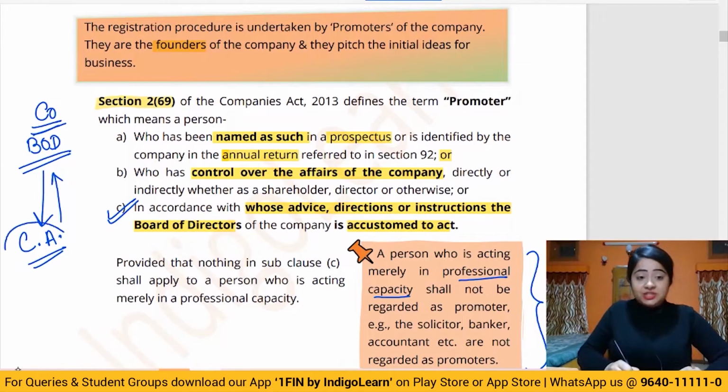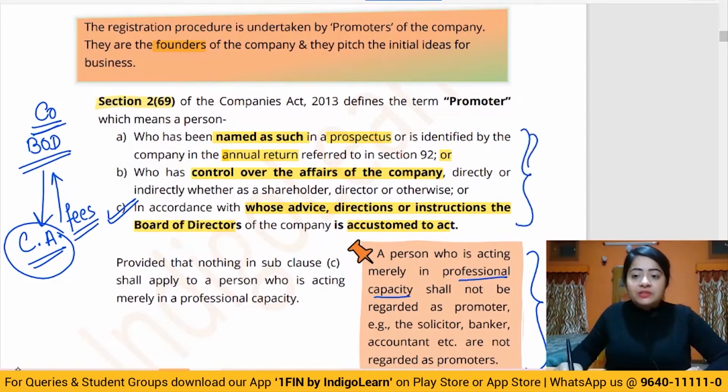Okay, can we say that this chartered accountant is the promoter of the company? The answer is no. Okay, so if suppose anybody is acting in professional capacity in exchange of a fee, and they're probably satisfying any of these criteria, then they will not be termed as promoters. Okay, so here the CA will not be the promoter of the company.